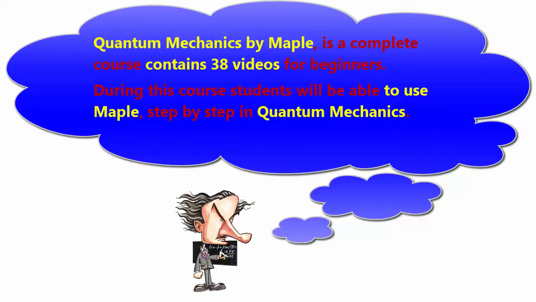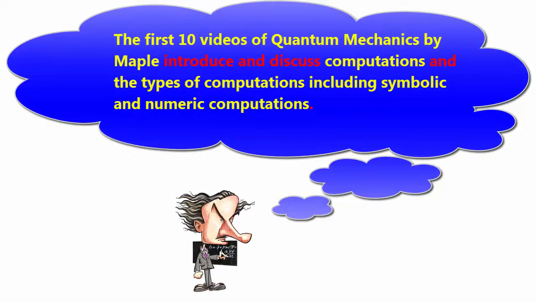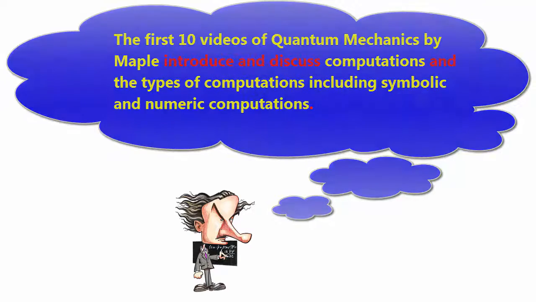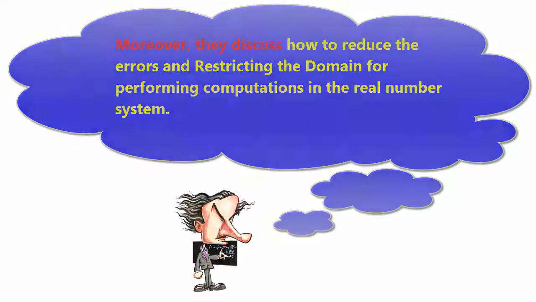Quantum Mechanics by Maple is a complete course, containing 38 videos for beginners. During this course, students will be able to use Maple step by step in quantum mechanics. The first 10 videos introduce and discuss computations and the types of computations, including symbolic and numeric computations. Moreover, they discuss how to reduce errors and restrict the domain for performing computations in the real number system.